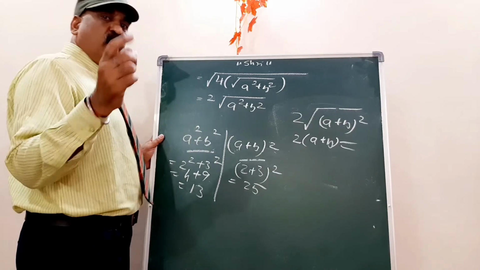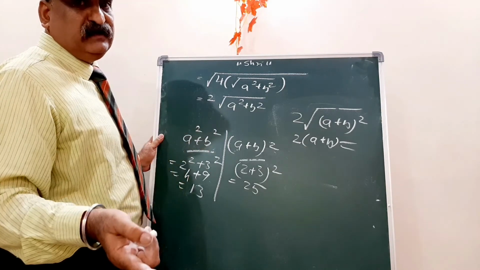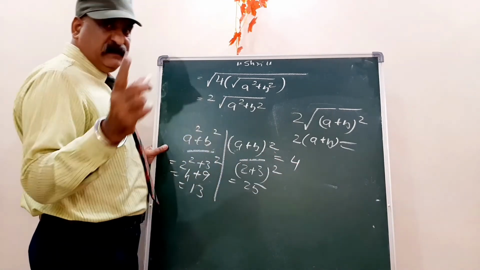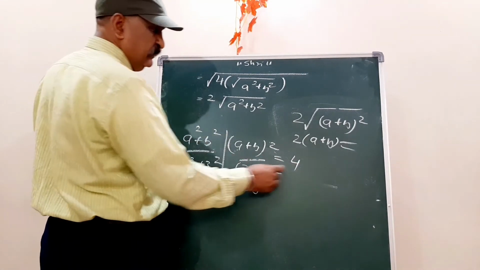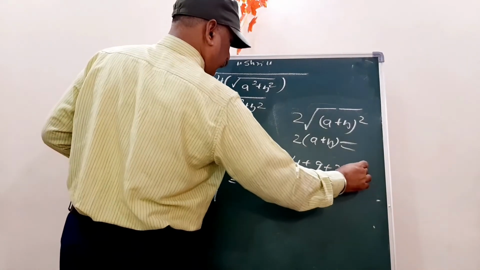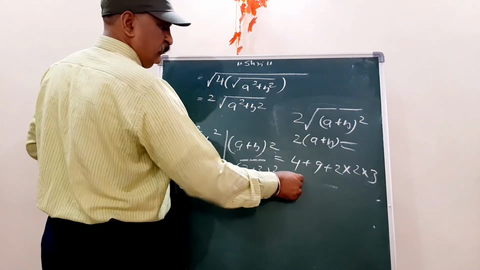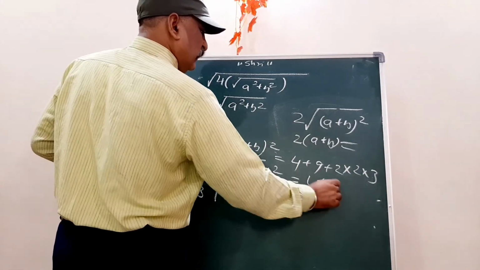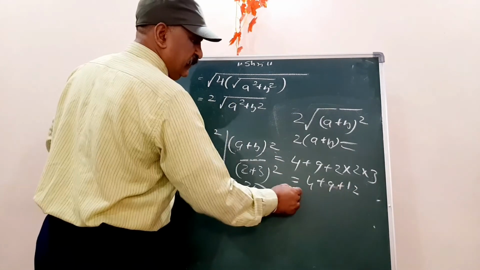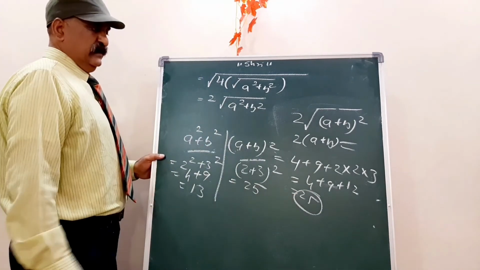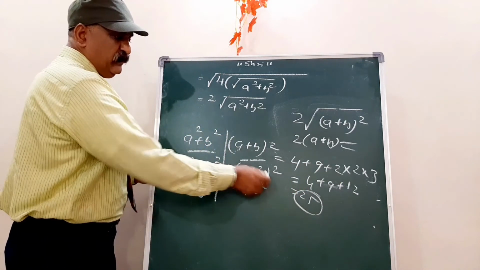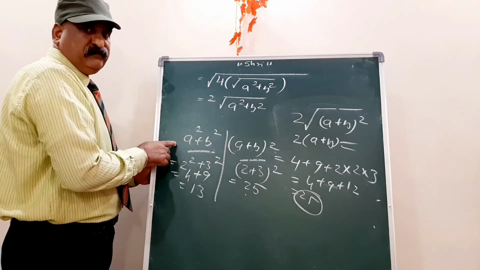It is also right, or a square plus 2ab plus b square is also right. Let us see how. A is 2. 2 square means 4. A square plus b square, 3 square means 9, plus 2ab. 2 into 2 into 3, so it will be 4 plus 9 plus 12, and 13 plus 12 is 25. It means a plus b whole square, either you can write like this or 2 plus 3 whole square, but they are not the same.